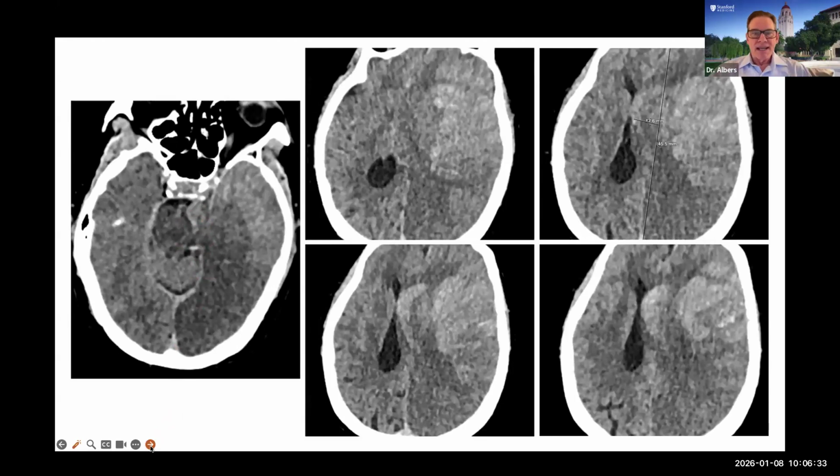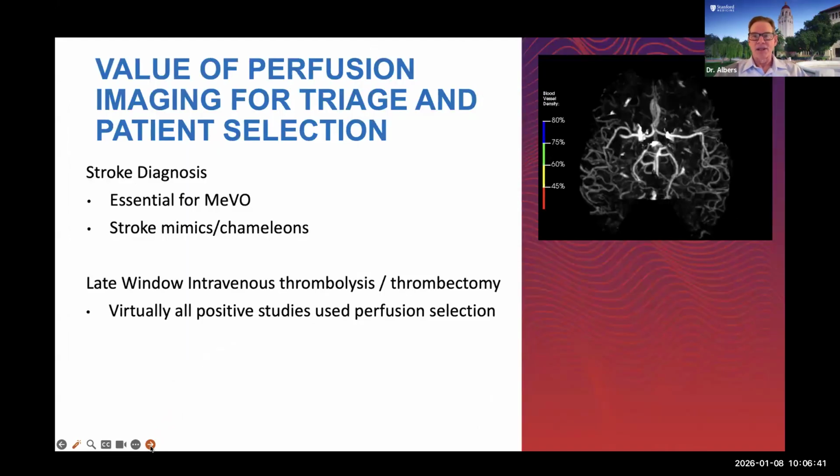So this is an example of how there can be a big difference between what you see on perfusion imaging and what you see on a non-con CT in an early window case. So what's the value of perfusion imaging in triage?